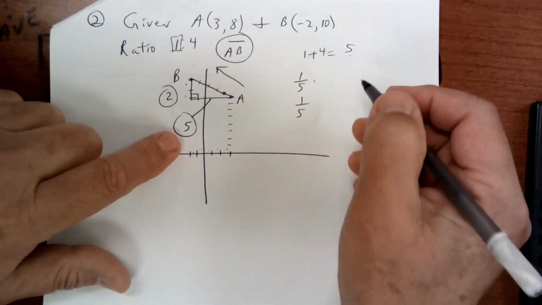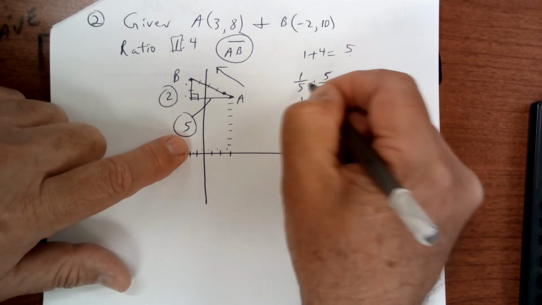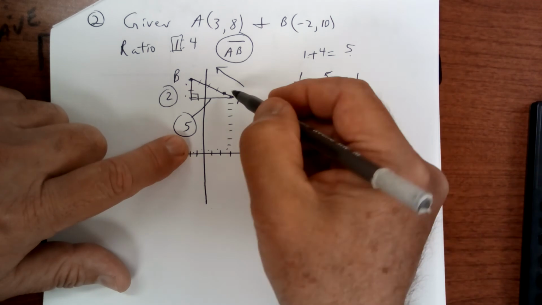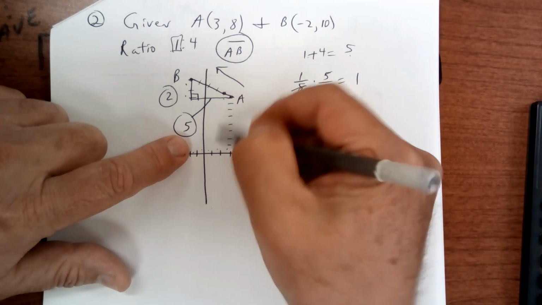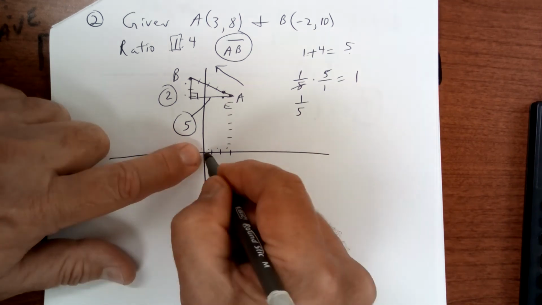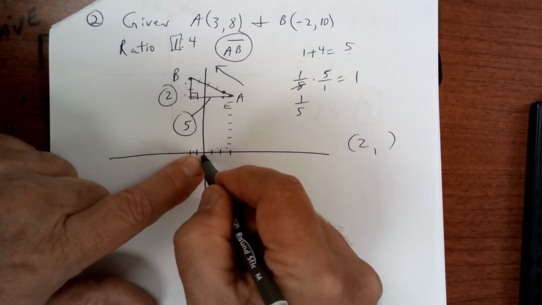So 1 over 5 times 5, put a 1 under there, equals 1, because the 5's cancel. So you're going to go over 1 this way and up. So over 1 this way would be right here. So your answer, when you start from the origin, is going to be over 2, because you got to go over 2 and then up so many.